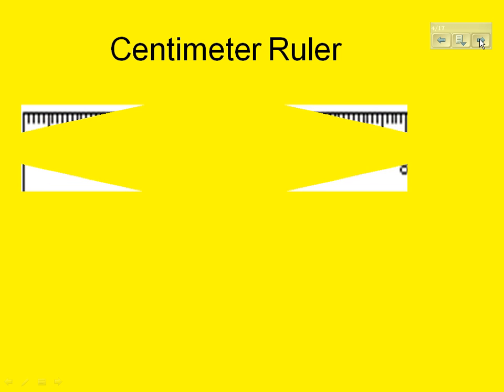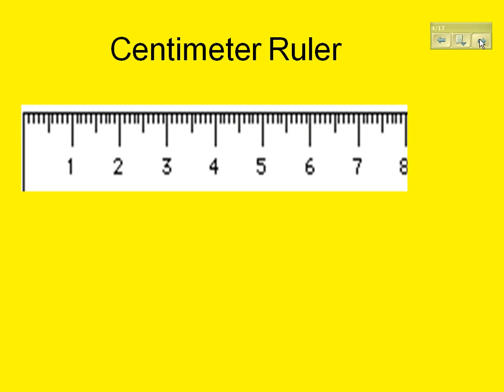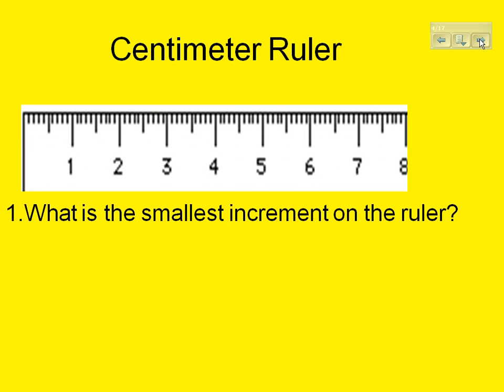Let's look at the centimeter ruler again. What is the smallest increment on the ruler? By increment, I mean graduations between the smallest lines. You might say 1 millimeter. You might say 0.1 centimeter. Those are equivalent amounts. They're both right.